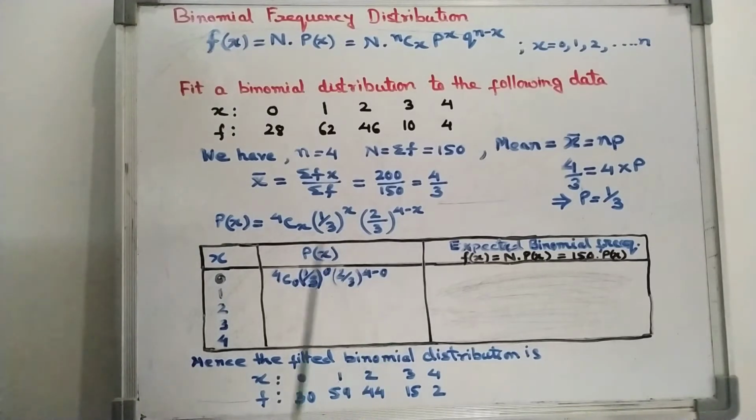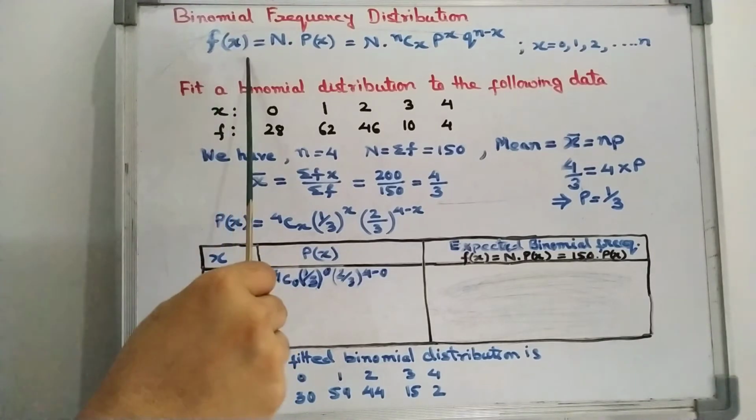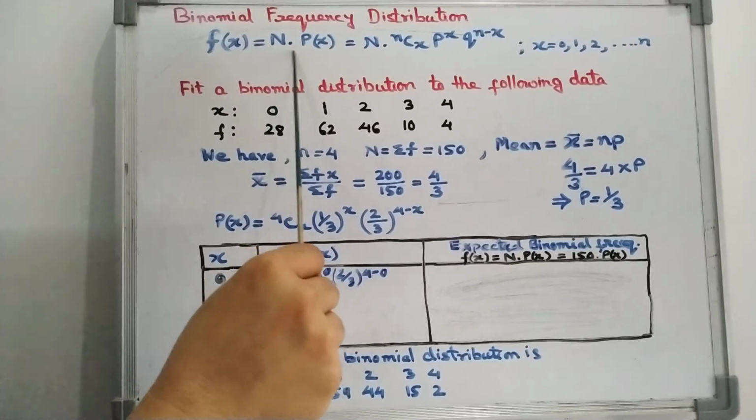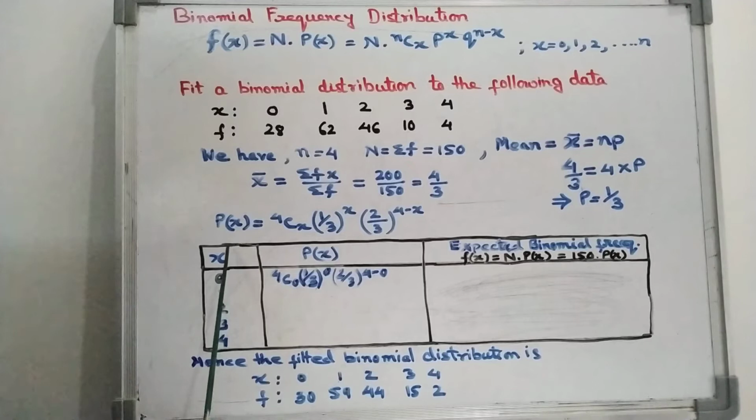Now we need to prepare the table because we need to find this expected frequency. So for that we need to prepare a table. We need to evaluate this for all values of x. So we make a table. These are the x values 0 to 4. Px we have to calculate here.